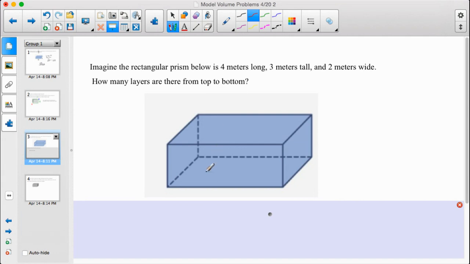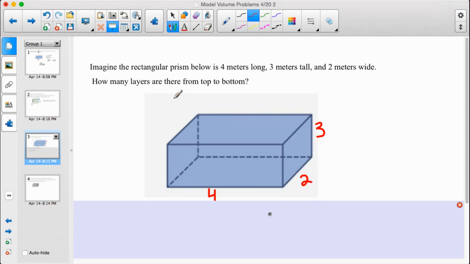So it said 4 meters long. So I'm going to label my 4 for my length that goes across the bottom. It said 3 meters tall. So I'm going to put that back here to show that that's how tall it is. And then 2 meters wide. That's going to be my width that's right here.